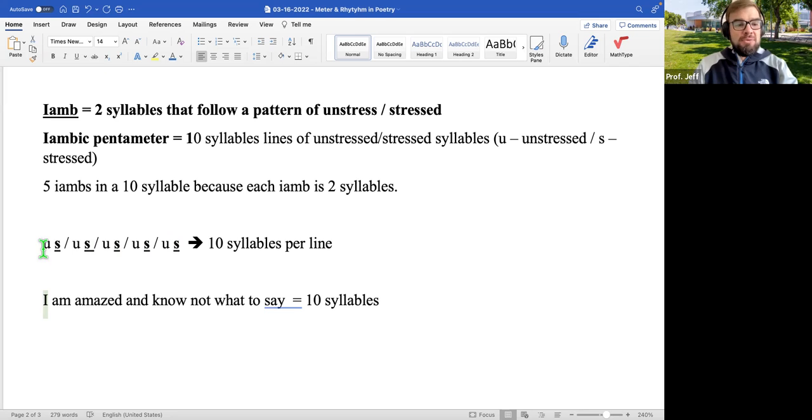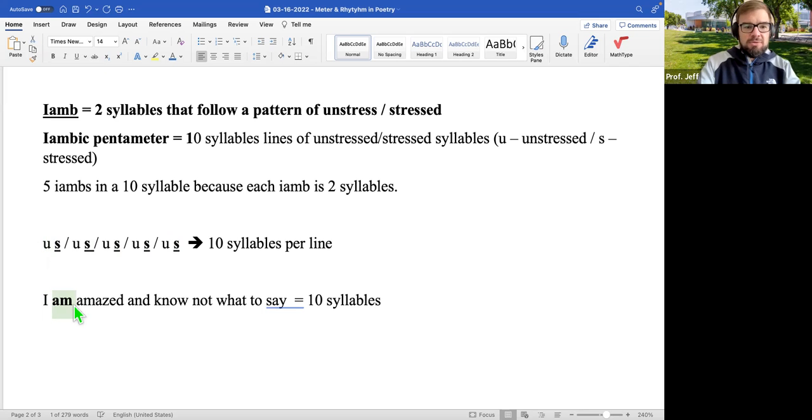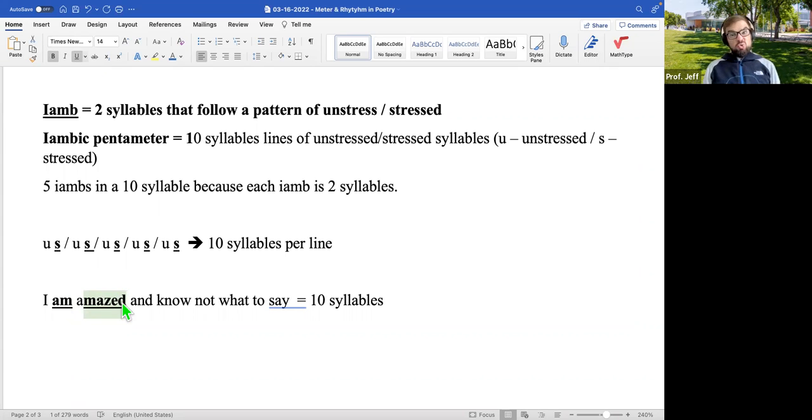So first syllable, unstressed. Second syllable, stressed. I am amazed, right? That's two syllables. And just like we would normally say the word, the stress in that two-syllable word by itself is on the second syllable. It's amazed, not amazed. So here Shakespeare put that in the correct place for iambic pentameter, right? Two-syllable word. He wants to make sure that the first syllable goes in an unstressed section of the line, and the second stressed syllable matches with the stress. He got it, right? So I am amazed.